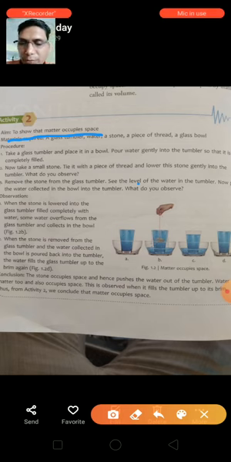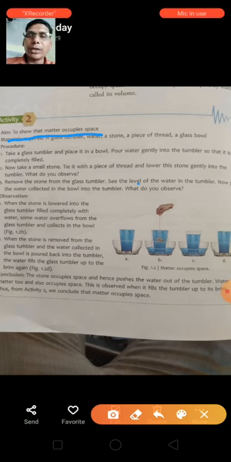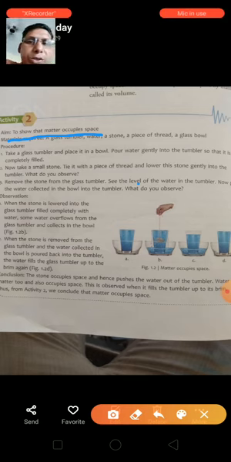So what conclusion do we come to? The stone occupies space and hence pushes the water out of the tumbler. Water is matter too and also occupies space. This is observed when it fills the tumbler up to its brim. Thus, from this activity we conclude that matter occupies space. I hope you have understood this experiment.